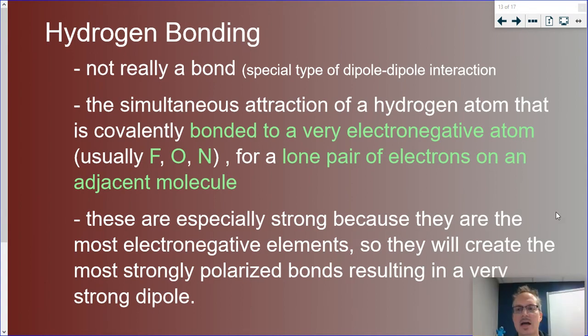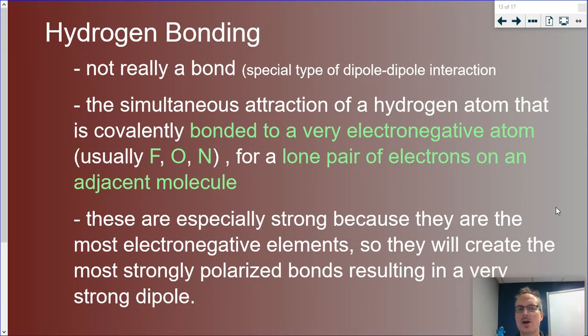Okay, so hydrogen bonding, first of all, isn't actually a bond. This is one of those special dipole-dipole interactions. Think of this as very strong dipole interactions. Okay, this is when we have this simultaneous attraction between a hydrogen, you need the hydrogen atom, and something else with an extremely large electronegativity value on the other atom.